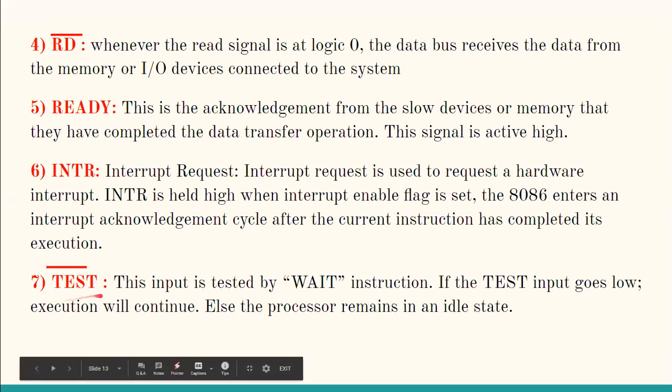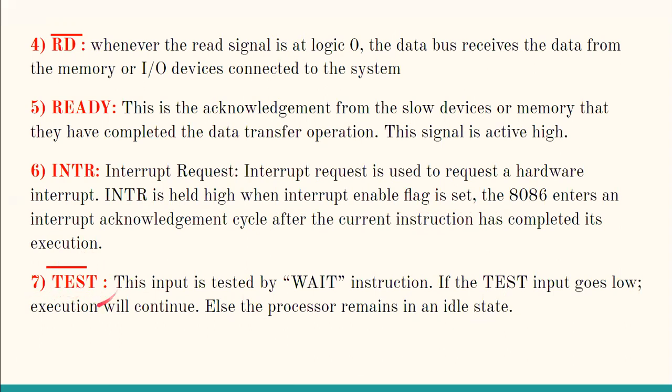Okay. Next is the test bar. It is an active low signal, and this is the input which is tested by the wait instruction. Whenever the wait instruction is there, and if the input available on this test bar pin is 0, then the execution will continue. But if the test bar is high, then the processor will still wait and remain in an idle state. Okay, so this test bar input is tested by the wait instruction.